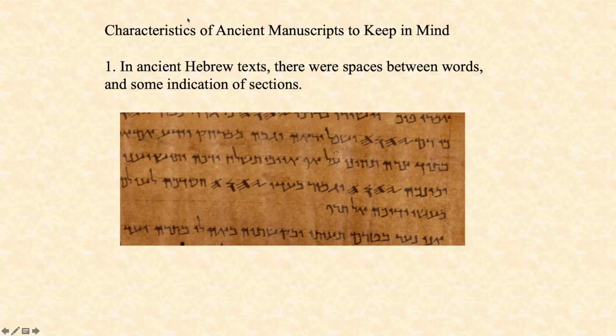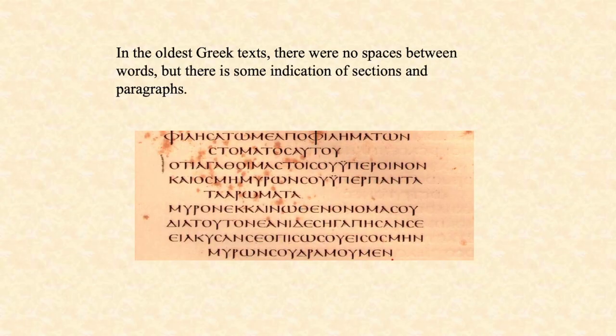Okay, so what are some characteristics of ancient manuscripts to keep in mind? First of all, in ancient Hebrew texts, there were spaces between words and some indication of sections. You can see here there are little spaces between words, here, here, here, here. And here's kind of like a section break because you see a blank line. In the oldest Greek text, there are no spaces between words, but you do have an indication of sections and paragraphs.